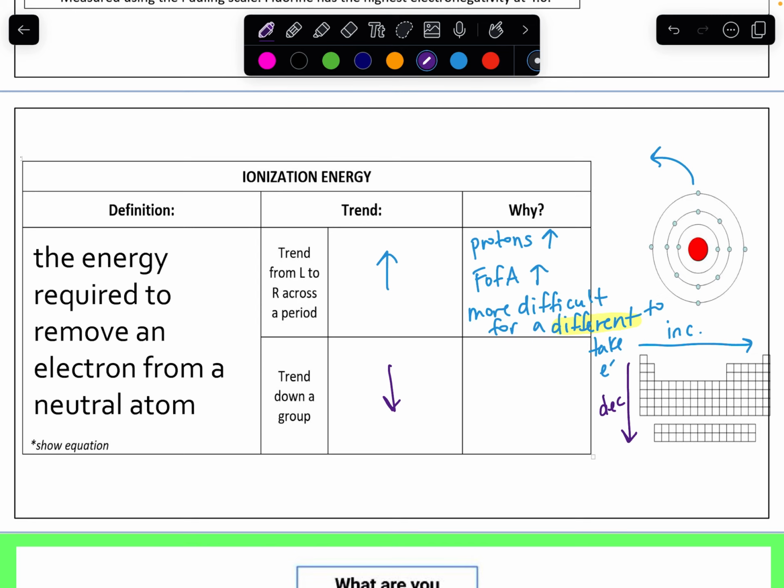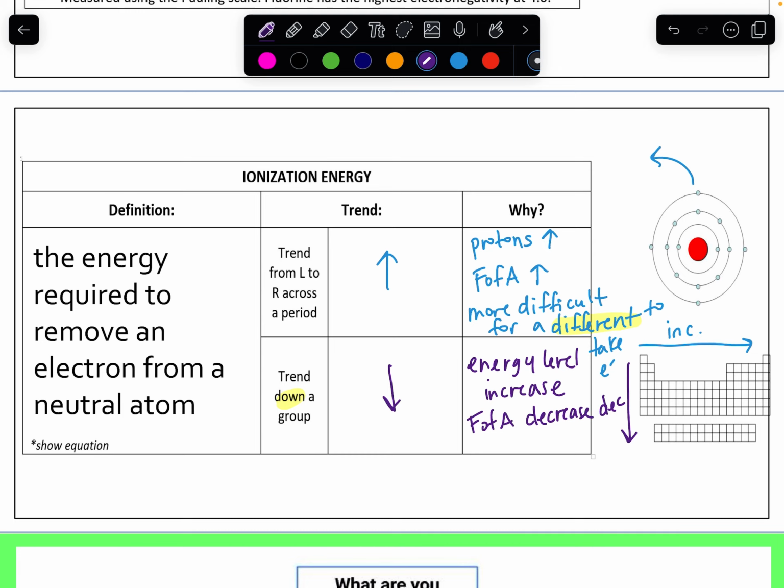Well, if we're talking about down a group, then that means we want to compare energy levels. So our energy level is increasing. We have more energy levels, which means that our force of attraction is going to decrease. The more energy levels I have, the further away those electrons are, and it's going to be easy for someone to grab it, right? Kind of think about it.